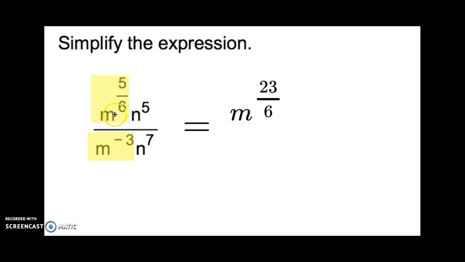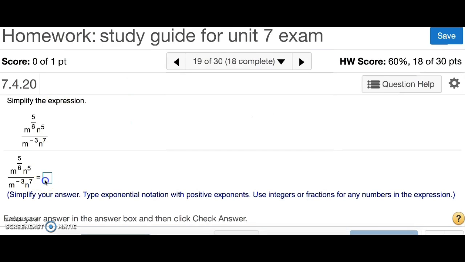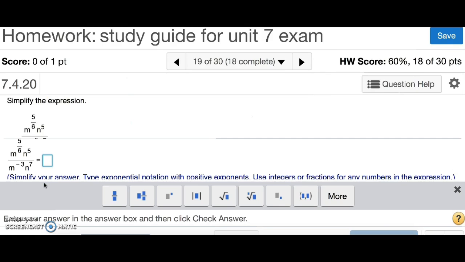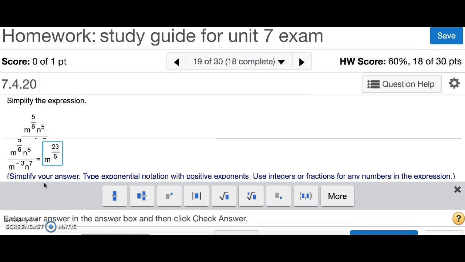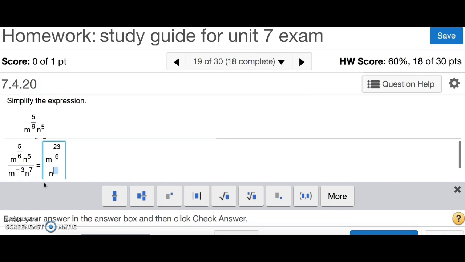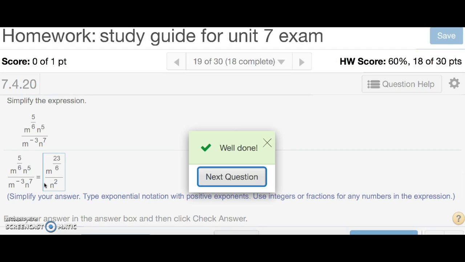Since the larger one is up top, m to the 23 over 6 will be up top of the fraction. Looking at the n's, subtract the larger exponent from the smaller, so 7 minus 5 is 2. The larger one is at the bottom, so we put n to the 2 at the bottom. So my answer is going to be m to the 23 over 6 over n to the 2 power. Alright, so typing that in, we have m to the 23 over 6 all over n squared. And that's number 19.